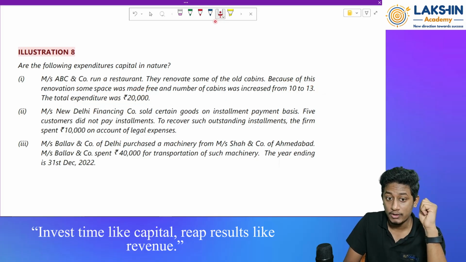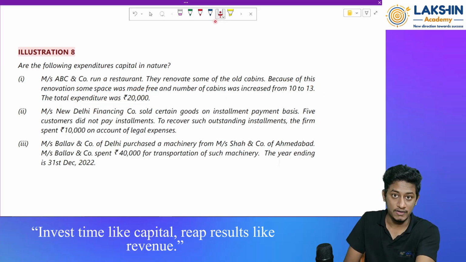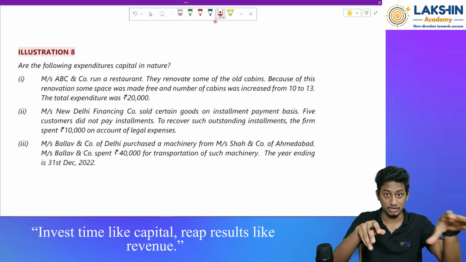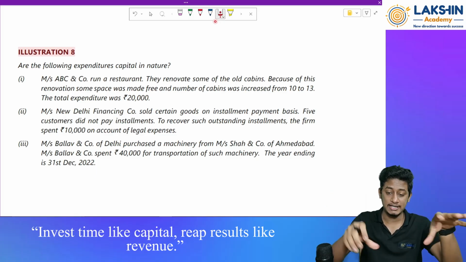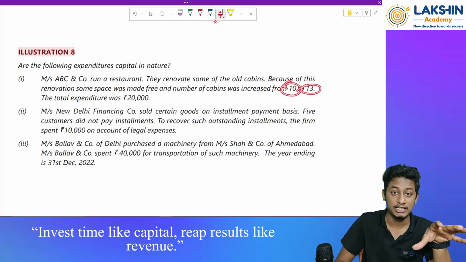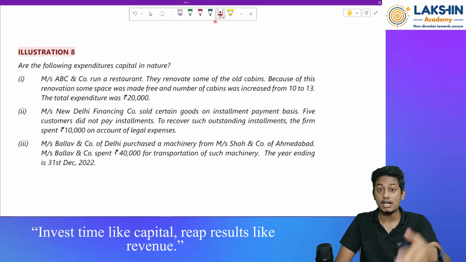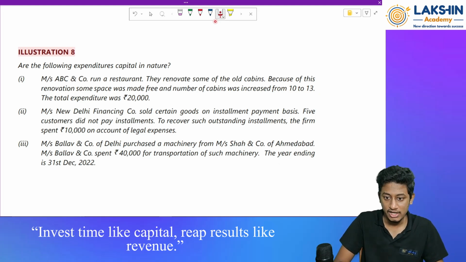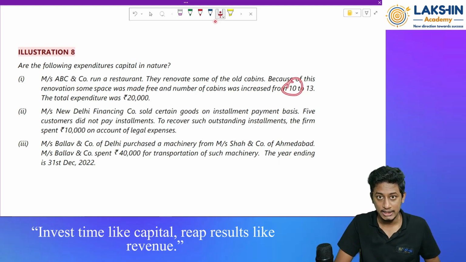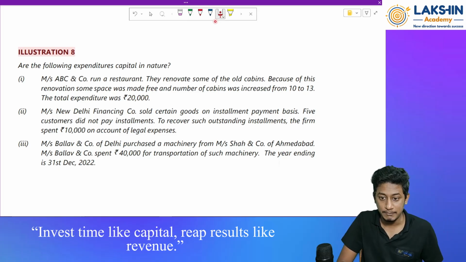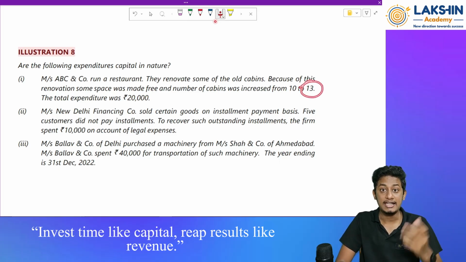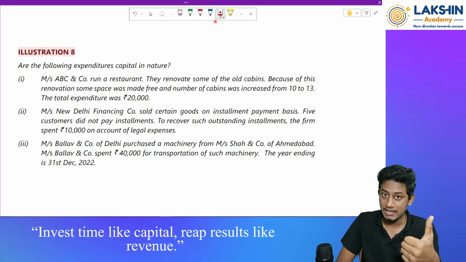Now what has happened over here? They have incurred some expense on a renovation, because of which the sitting space has increased from 10 to 13. That means I can earn more revenue in the future. Before I used to earn revenue for 10 seats only. Now there can be more people who can sit. Because of that, the space has increased. I can earn more revenue. It is giving me a long-term benefit.